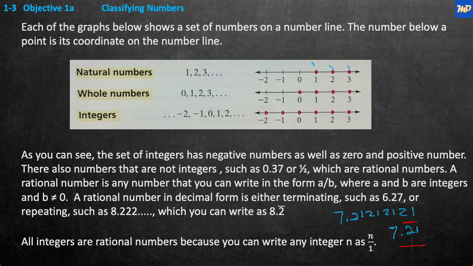7.21212121. All integers are rational numbers because you can write any integer, n, as n divided by 1. So now it's a rational number. Because a rational number, as we just said, is any number that you can define as a divided by b, where a and b are both integers. So that makes all your integers rational numbers also.